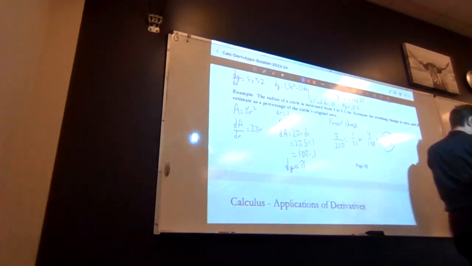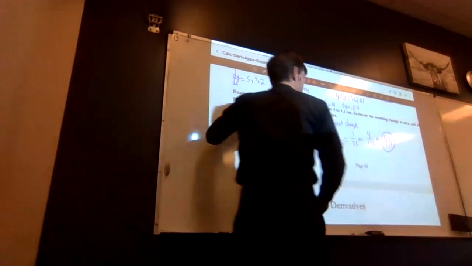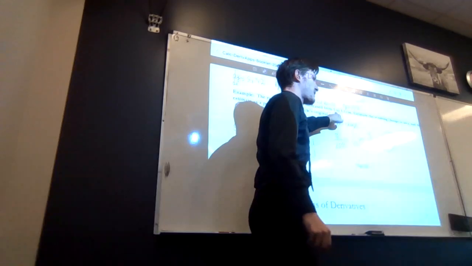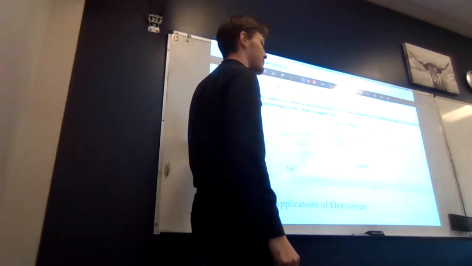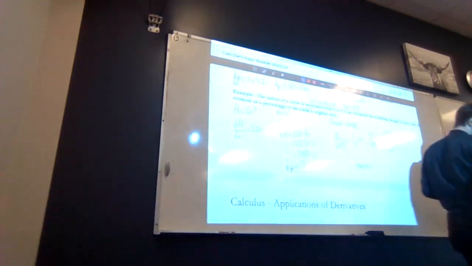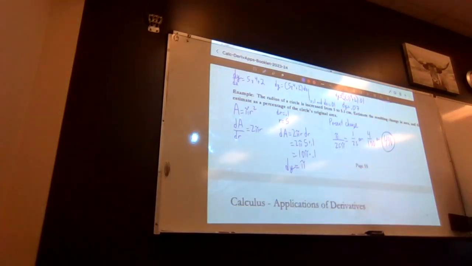Where'd you get 25? 25 pi, that's the original right here. What's the area of the circle in the first place? The radius is 5, so what's pi times 5 squared? 25 pi. All right. Any more questions on this one?